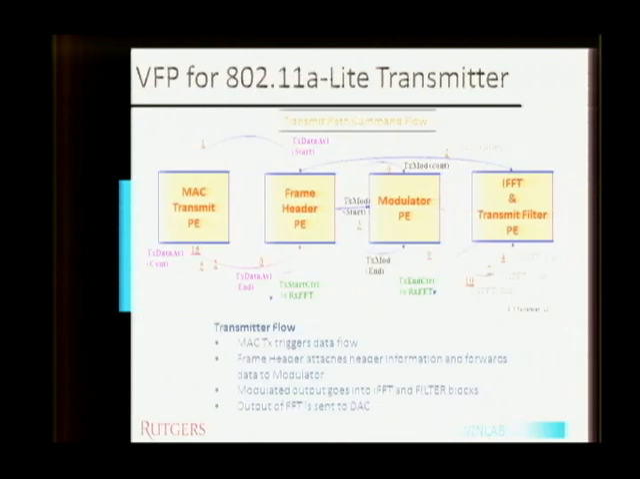So we have the function units here. Like MAC, actually, that triggers the data flow. We have the frame header that appends the PLCP header. We have the modulator that modulates all these contents. And finally the IFFT and transmit filter to generate the OFDM symbol.